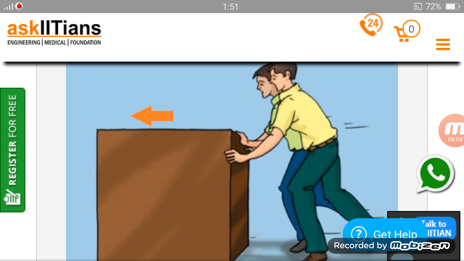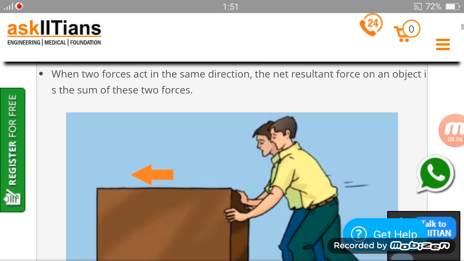So there are two forces, F1 and F2, meaning force 1 and force 2. When they are pushing this box towards the left direction, or towards the direction of the arrow, both the forces are acting and they will get added. The forces F1 and F2 will get added, and the total force, F1 plus F2, is equal to the net force.